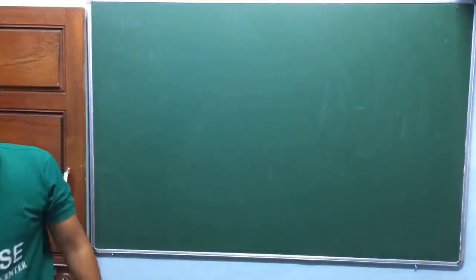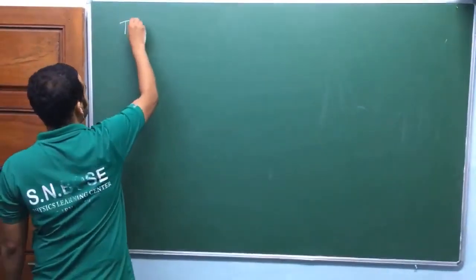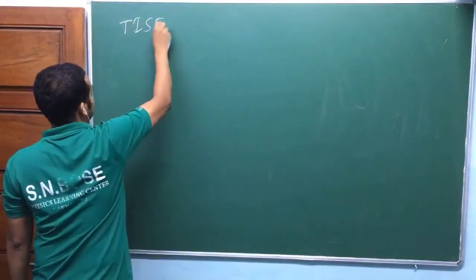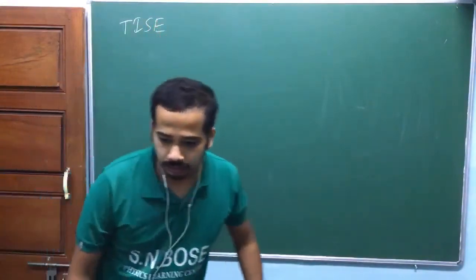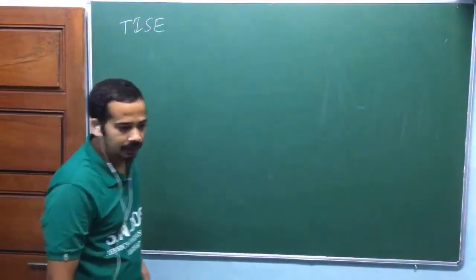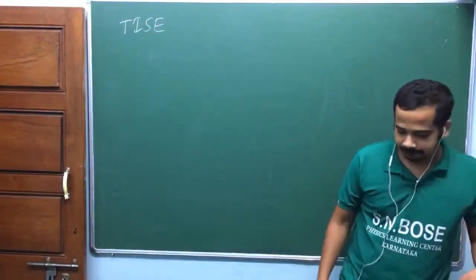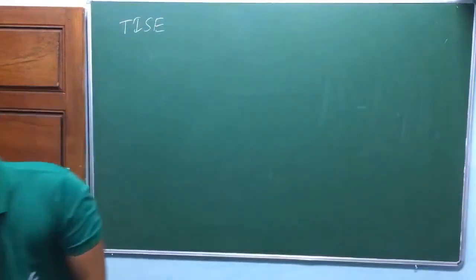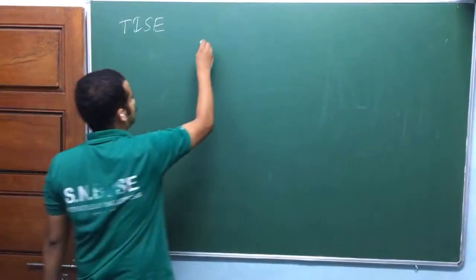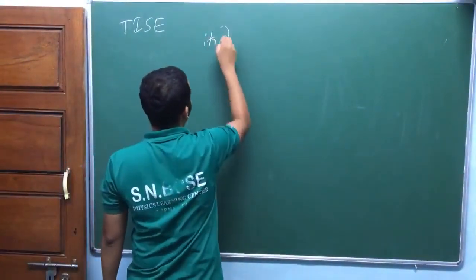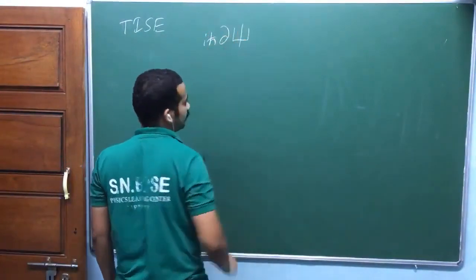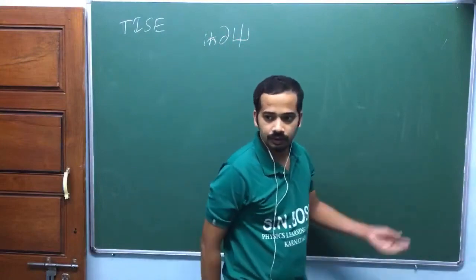Time independent Schrodinger equation. I'll write it as TISE, time independent Schrodinger equation. Is that okay? Now look at here. So this is the Schrodinger equation: i h bar dou, let me write psi like this. Again we use two psi here.